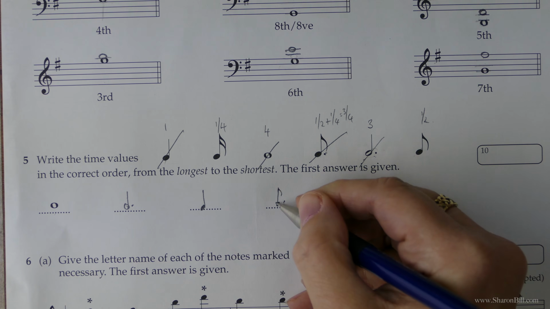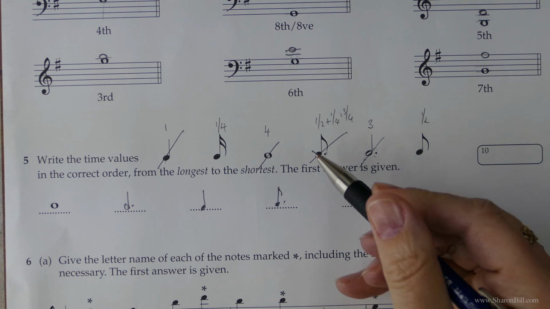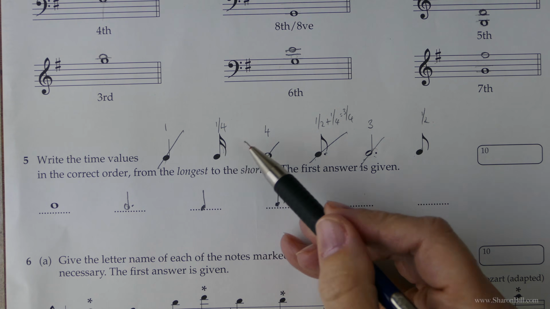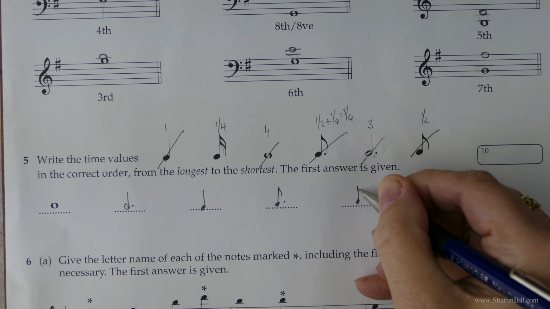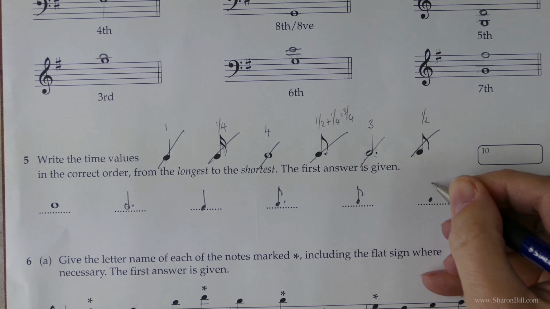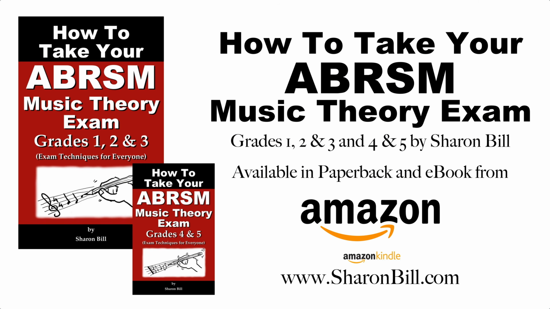There we go, that went a bit wobbly. Should tidy that up. There we go. So the dotted quaver, and then of course we know that that's shorter with the extra tail, so the quaver comes next, or the 8th note comes next. And then finally we get the semiquaver. So that's that completed. So that's the end of that question.